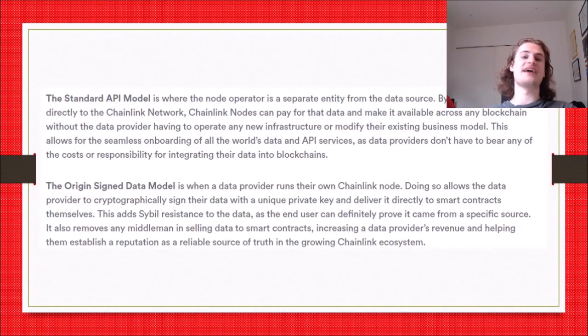There are two separate ways of bringing data on-chain. The first way is the standard API model, and the second way is through the origin signed data model. Now, the standard API model is one of the most common ones, and it's useful for onboarding the entire world on chain. Essentially, what happens in the standard API model is the node operator is a separate entity from the data source. This means that there is one specific node operator. Usually this node operator will be a company. For example, there are node operators such as Linkpool and Link Forest.